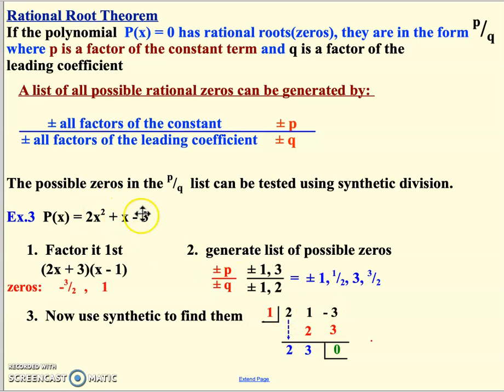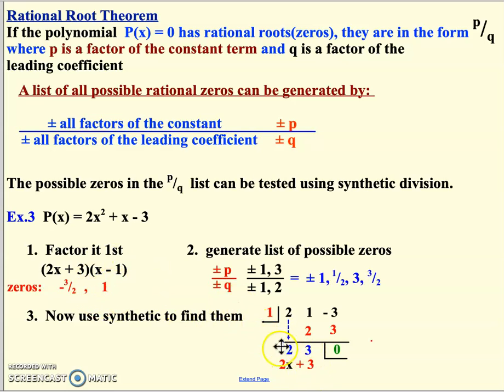2, 1, -3. I'm just testing 1 as a 0, so I drop it in the upper box here. Bring the first number down, and then I go multiplication, addition, multiplication, addition. And when I get that 0 there, that's a check. Turns out 1 is actually a zero, well, we knew it already was, right? So I'm just verifying it with synthetic.